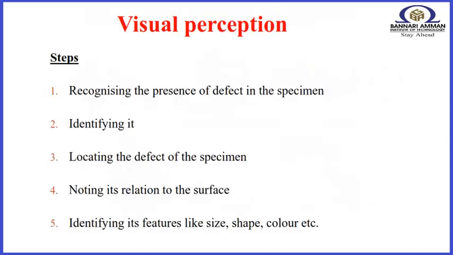Visual perception is the interpretation of impressions transmitted from the retina of the eye to the brain in terms of information about the specimen viewed in the visual inspection. It depends on the visual acuity. The human eye has an excellent visual perception. Steps. 1. Recognizing the presence of a defect in the specimen. 2. Identifying it. 3. Locating the defect in the specimen. 4. Noting its relation to the surface. 5. Identifying its features like size, shape, color, etc.